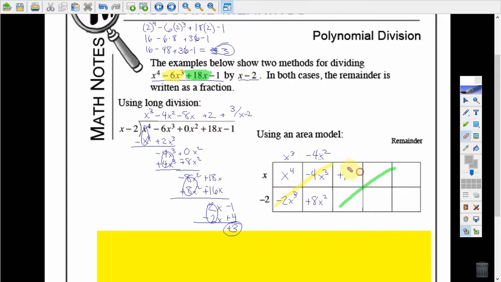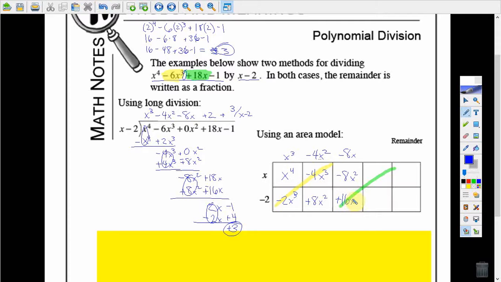In fact, this must be negative 8x squared because our x squared term is missing in our original problem and is 0x squared, which means this must be negative 8x, and then negative 8x times negative 2 gives us positive 16x.